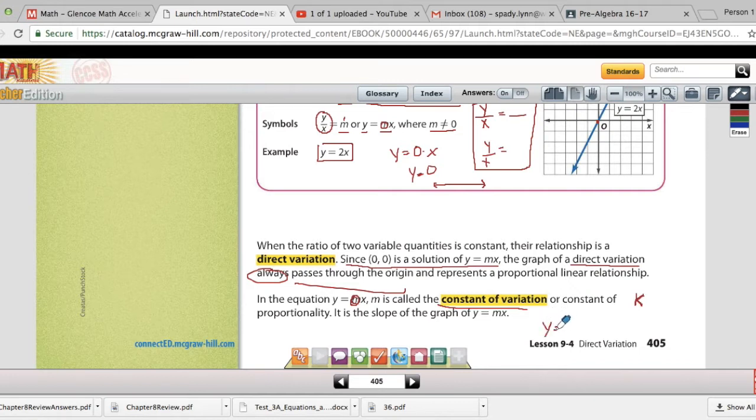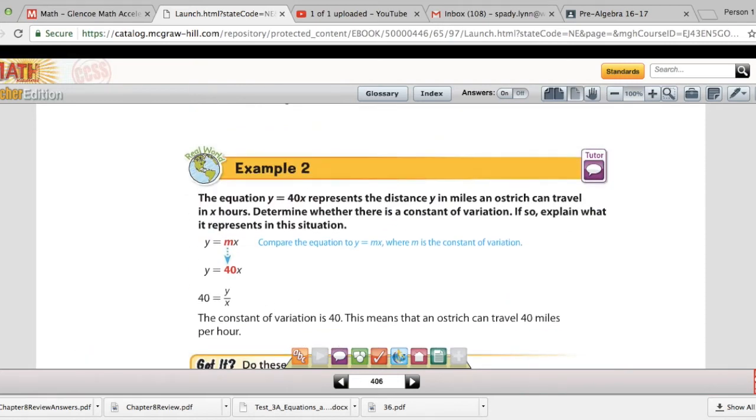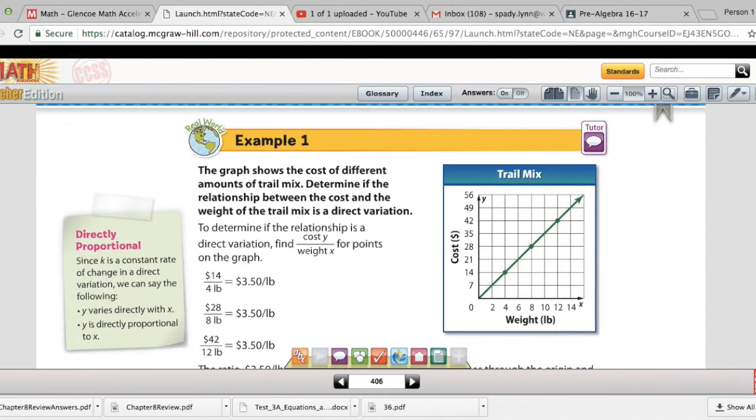Earlier we talked about y equals f of x. f of x is just function notation. It's another way to say y. And in this same situation, here we have y equals mx, where m is the slope. It's also referred to as the constant of variation when we're talking about direct variation, and it also has the letter k. All right, so at the top of page 406, we're looking at example 1.